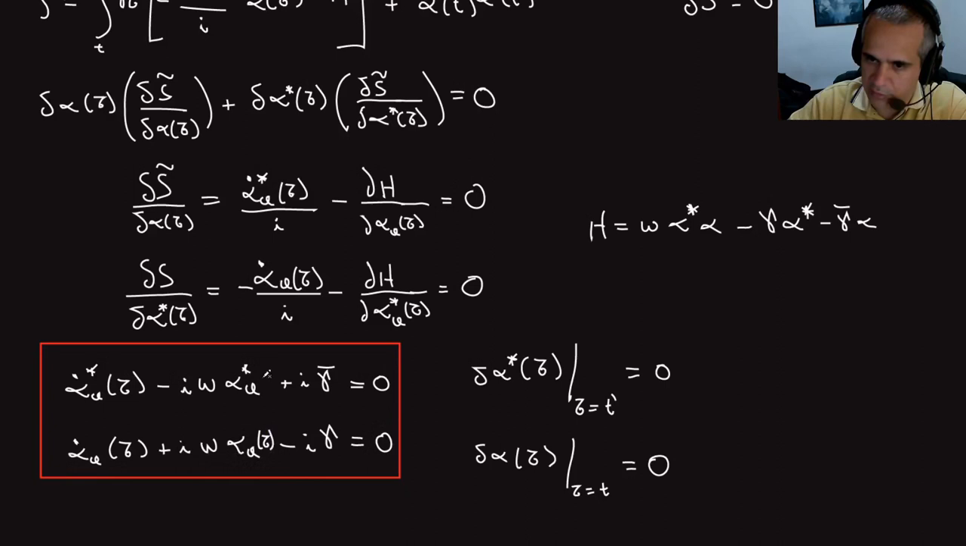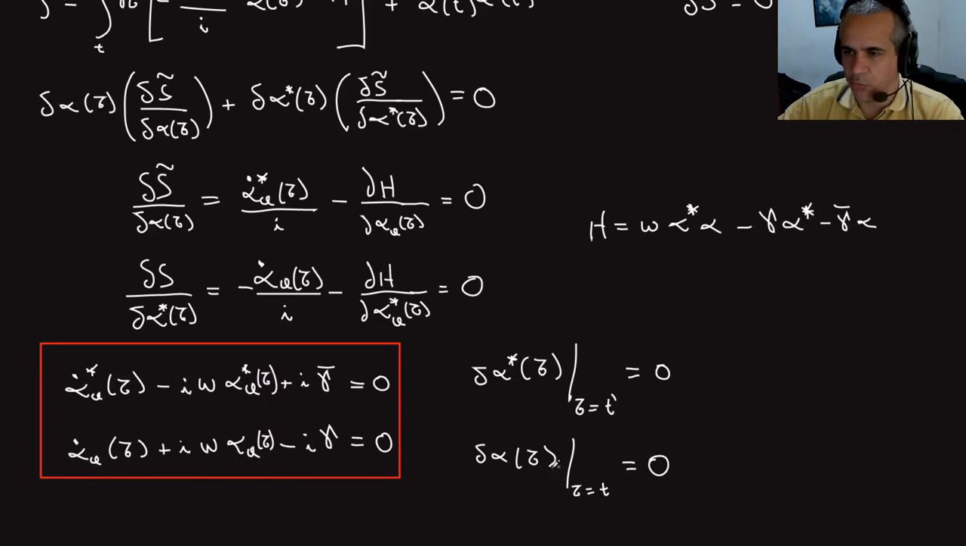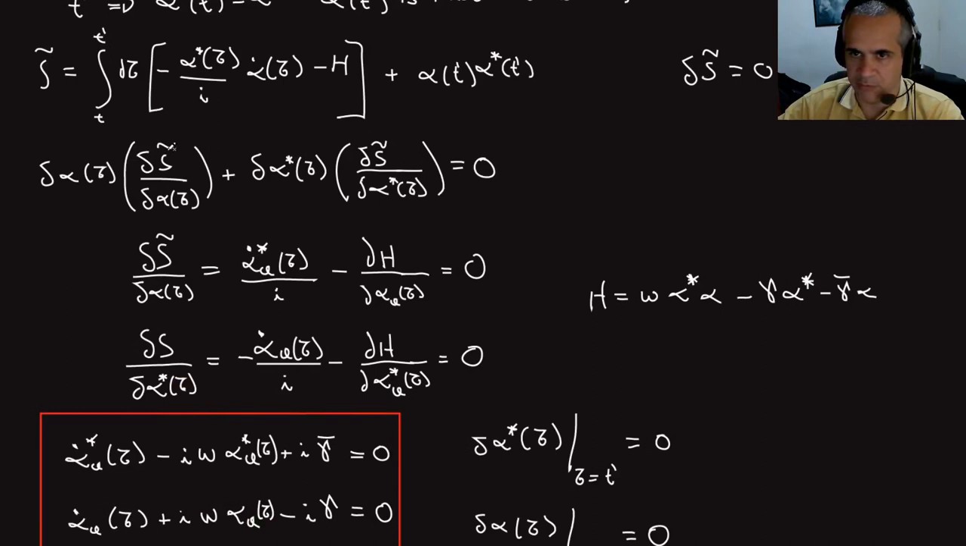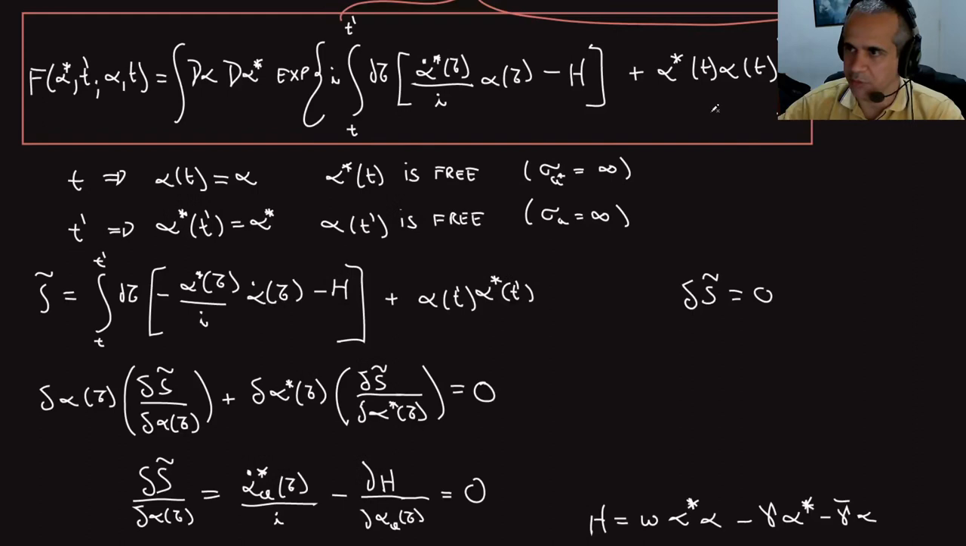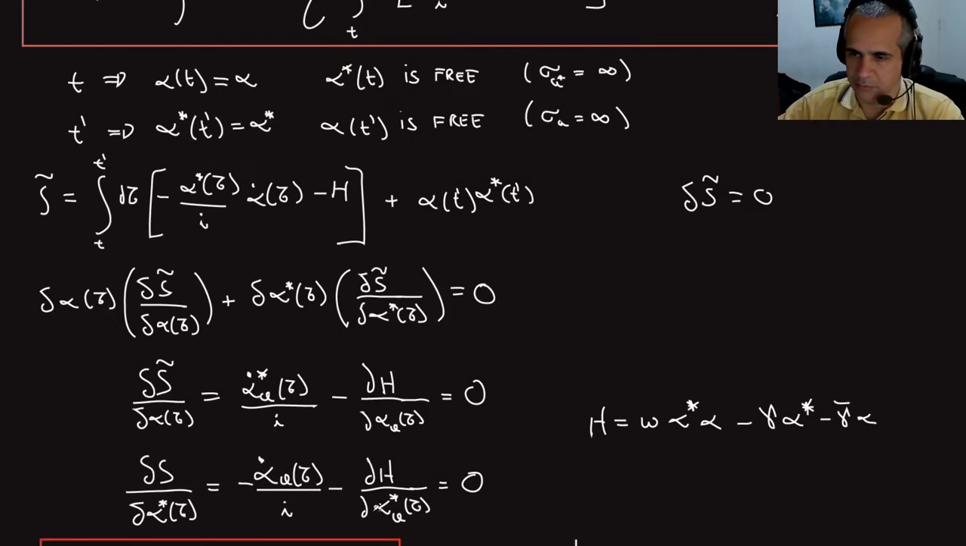And just to be clear, these two conditions were needed because I also have this piece, right? When I'm doing the variation of S tilde in relation to these guys, I also have this piece. And the variation of these is zero on one edge and zero on another. So I can use those conditions to make this part go away and this part go away. That's why you don't see it here, or here. So these two conditions are needed to get these two equations.